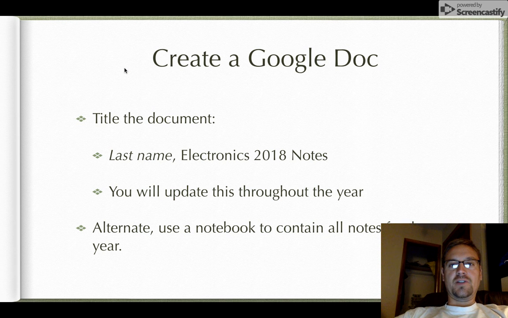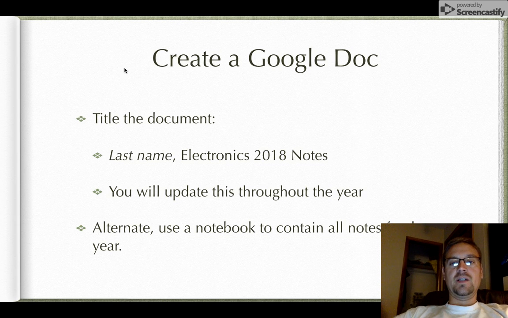So to start off the year, you should create a Google document that you can use and edit for the remainder of the school year. I would call the document your last name, Electronics 2018 Notes. You'll be able to update this throughout the school year, and if needed, you can add a link to a turn-in in Google Classroom to show that you're making progress on this. So I can check this occasionally.